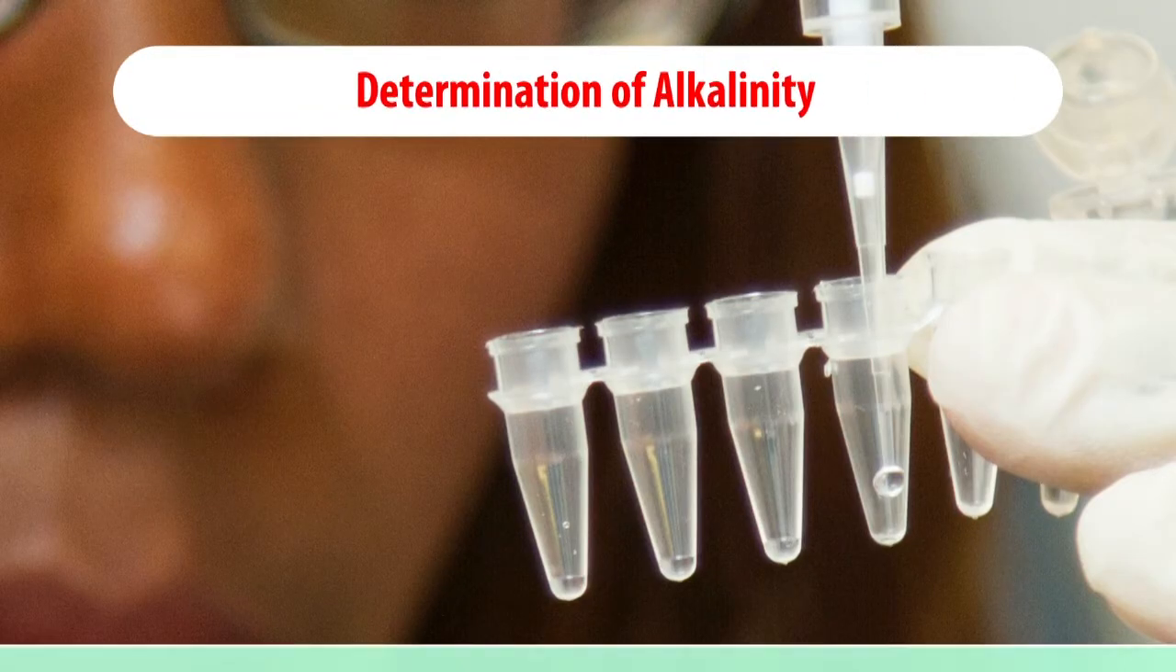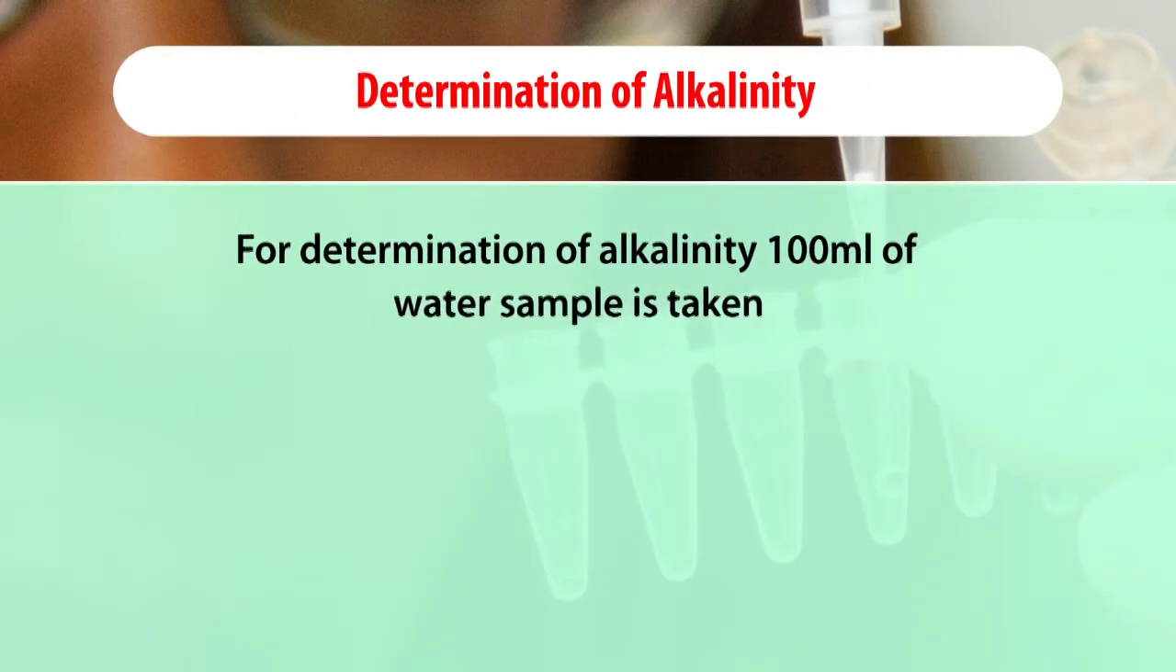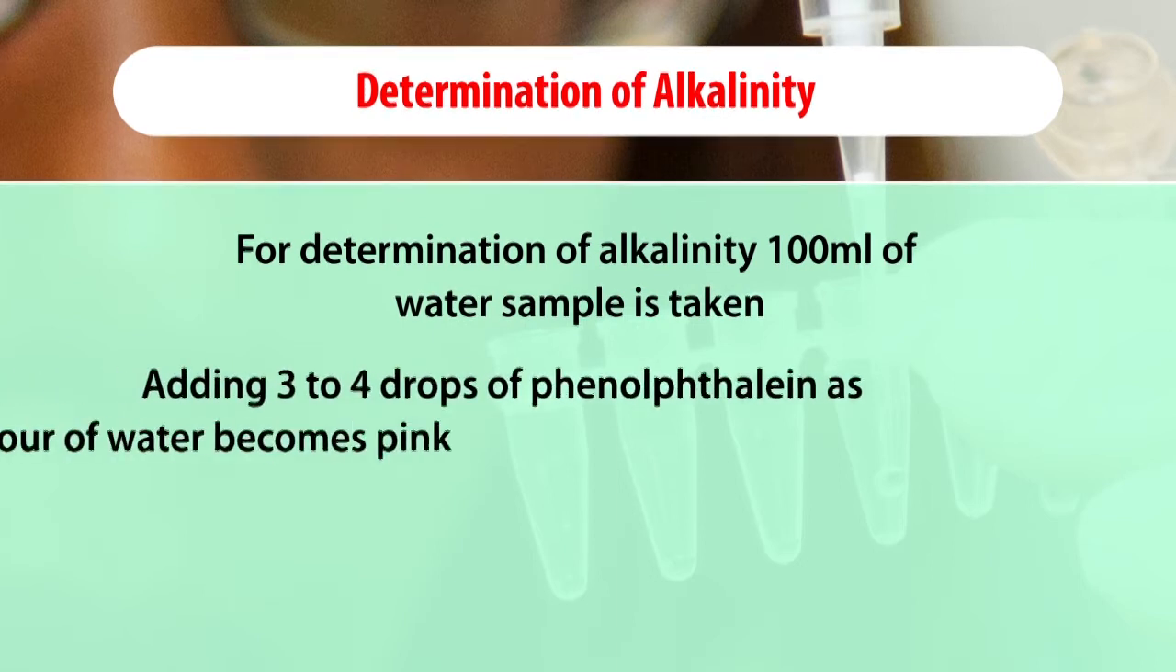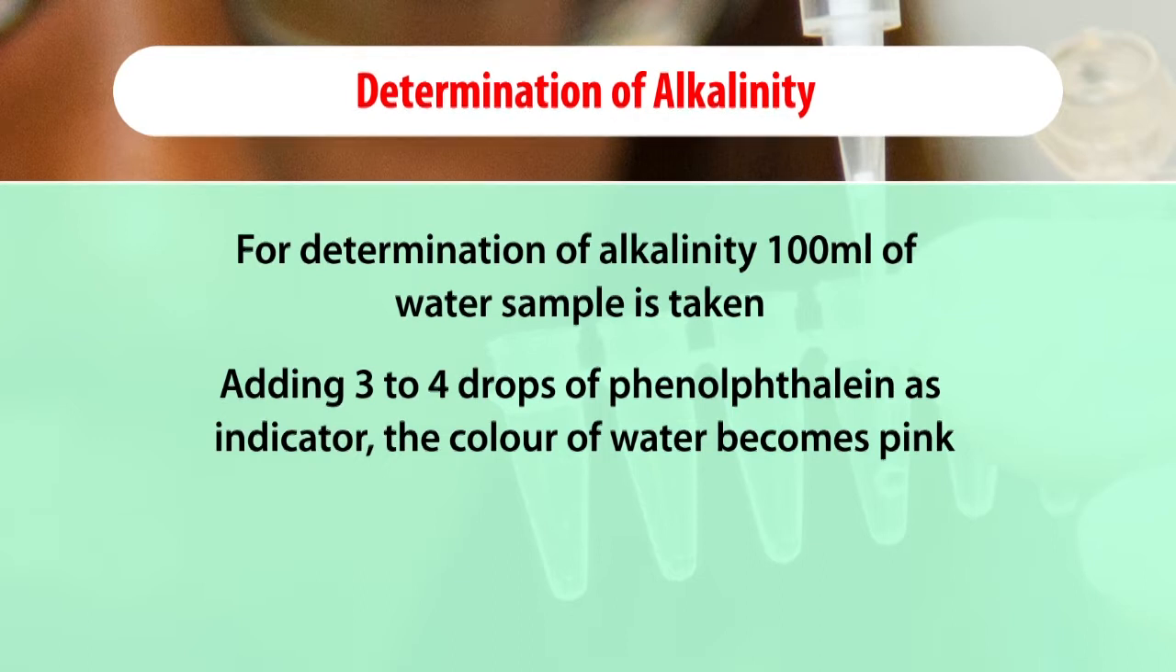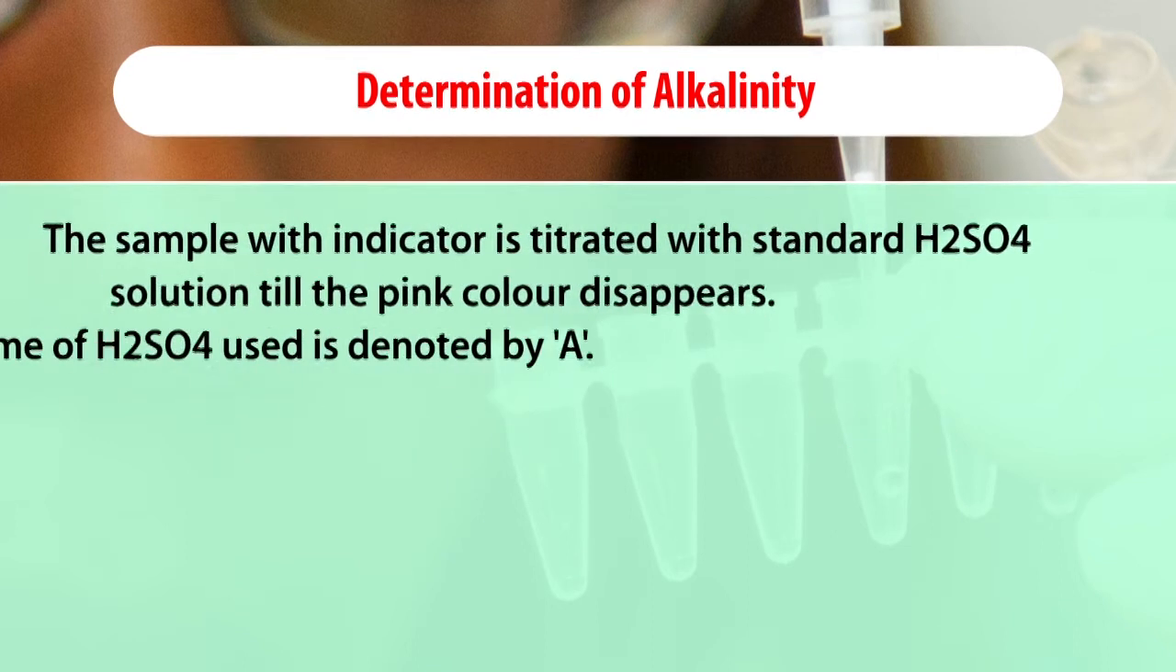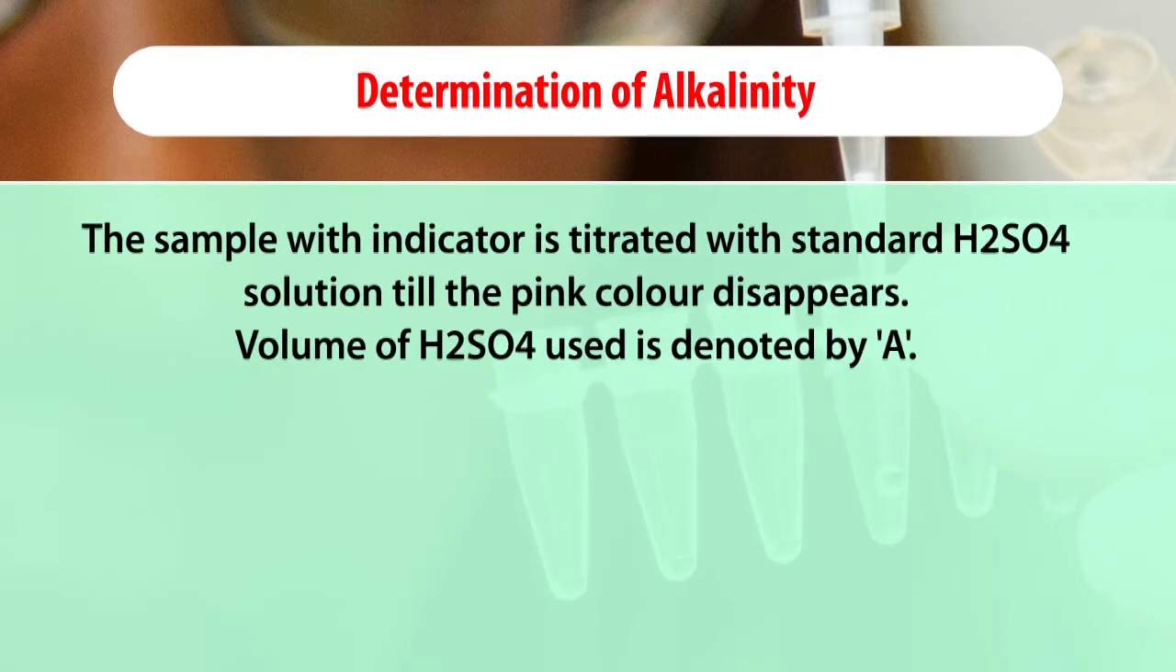Determination of alkalinity. For determination of alkalinity, 100 ml of water sample is taken. Adding 3 to 4 drops of phenolphthalein as indicator, the color of water becomes pink. The sample with indicator is titrated with standard H2SO4 solution till the pink color disappears. Volume of H2SO4 used is denoted by A.